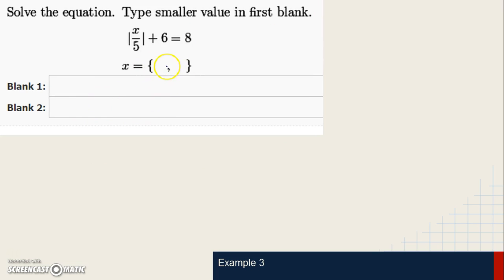Example number 3. The absolute value of x divided by 5, plus 6 equals 8. Well, in this example, here we have this plus 6, which is not inside the bracket, right? So what do we do now?